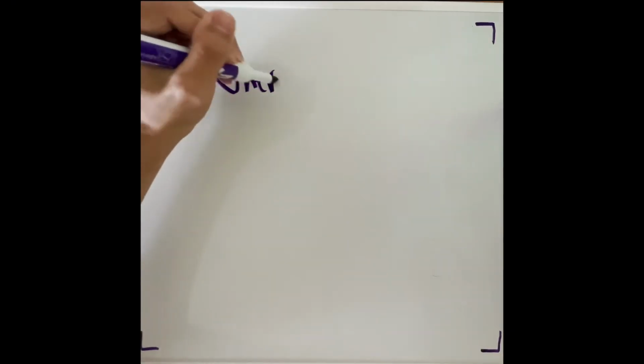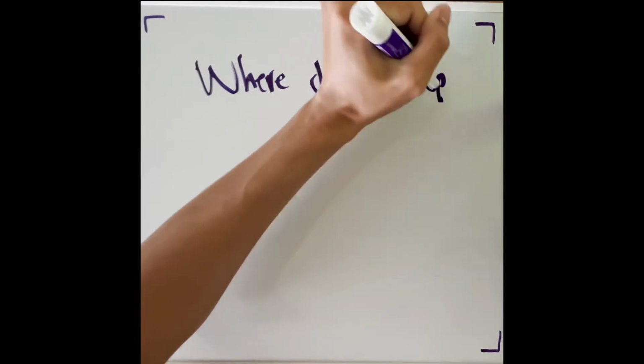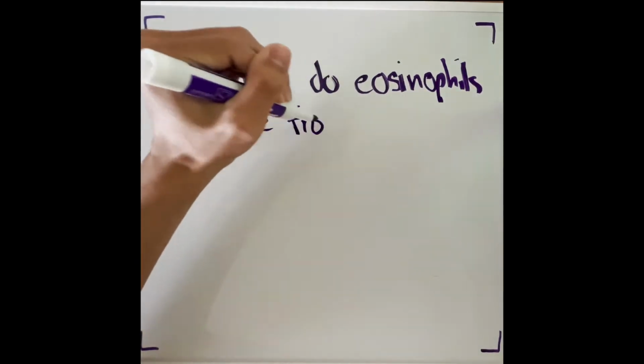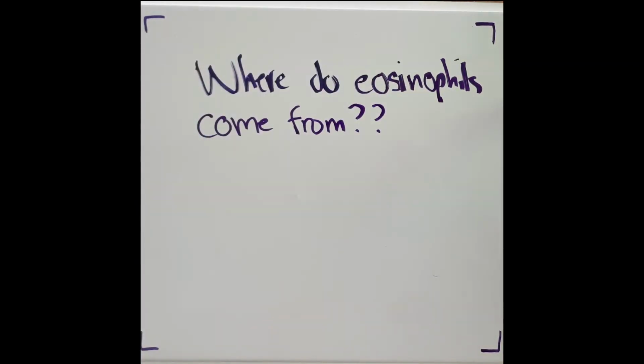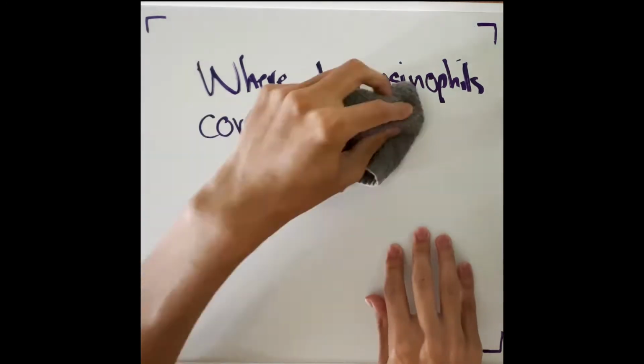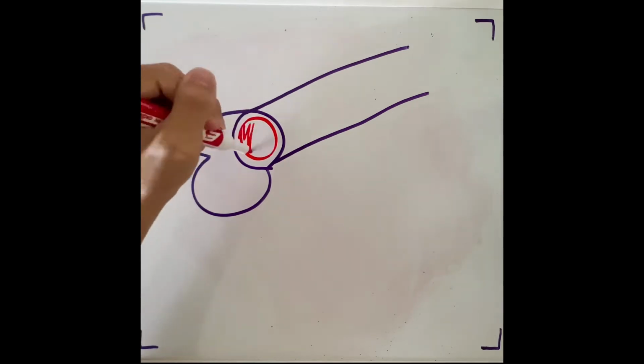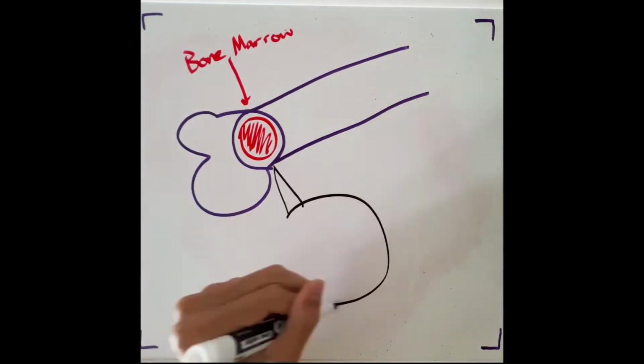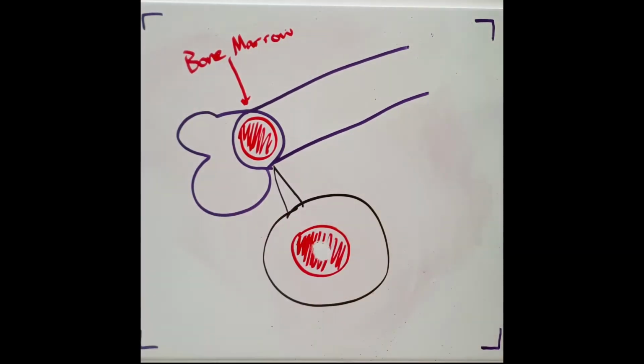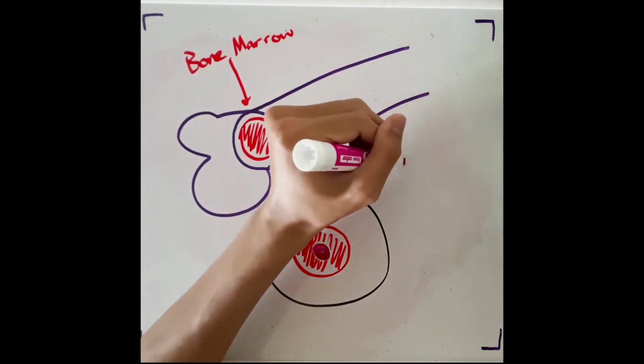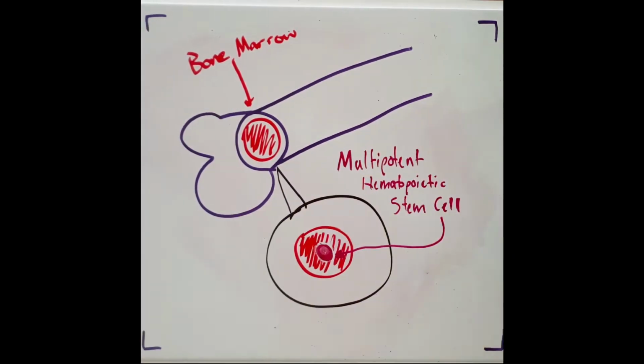Before our immune system can use eosinophils to fight off infection, our eosinophils must be produced somewhere in the body. Development of this cell begins in the bone marrow. There, a special stem cell called a multipotent hematopoietic stem cell is formed.